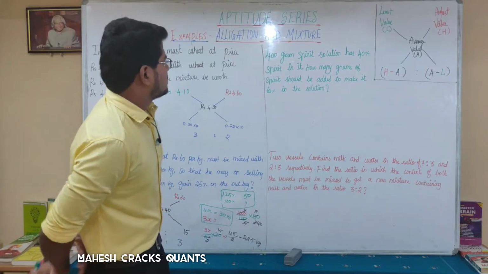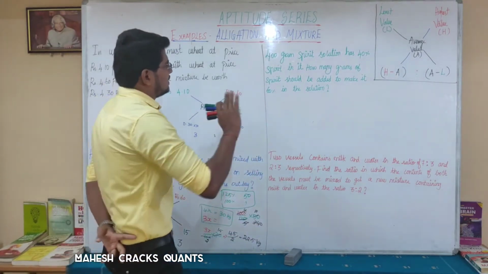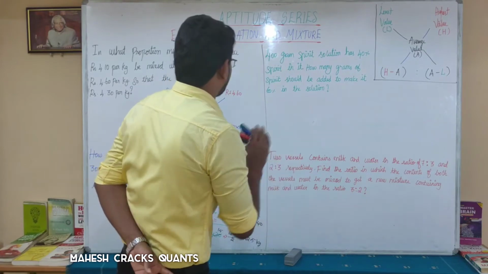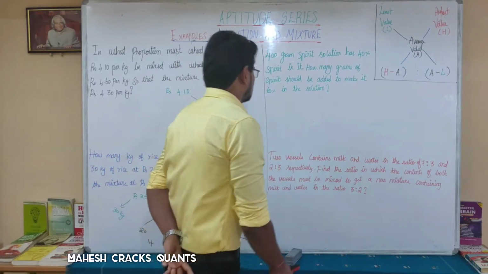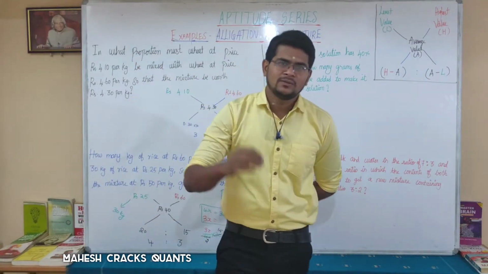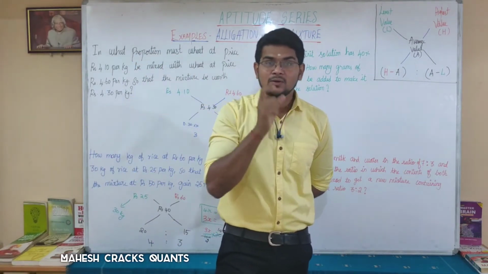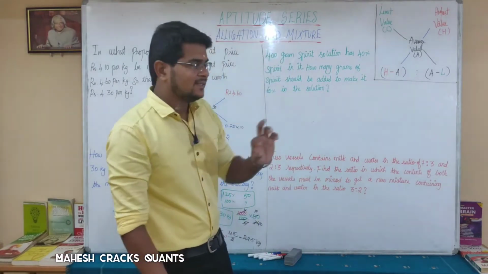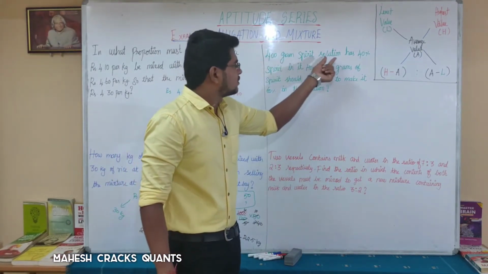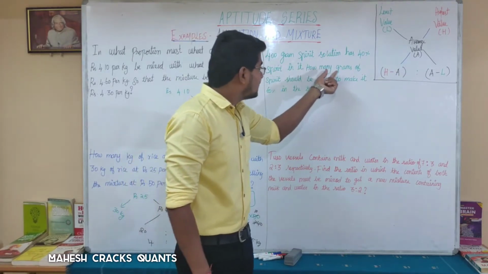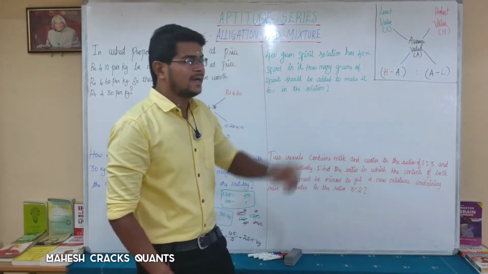400 grams spirit solution has 40% spirit in it. How many grams of spirit should be added to make it 60% in the solution? We have only the 40%. Where is the other one? That is there inside the question itself. You have to find that out. Listen, 400 grams spirit solution has 40% spirit in it. How many grams of spirit should be added?